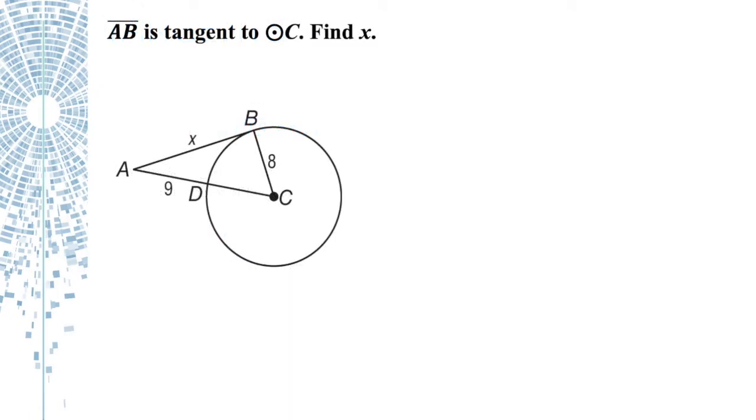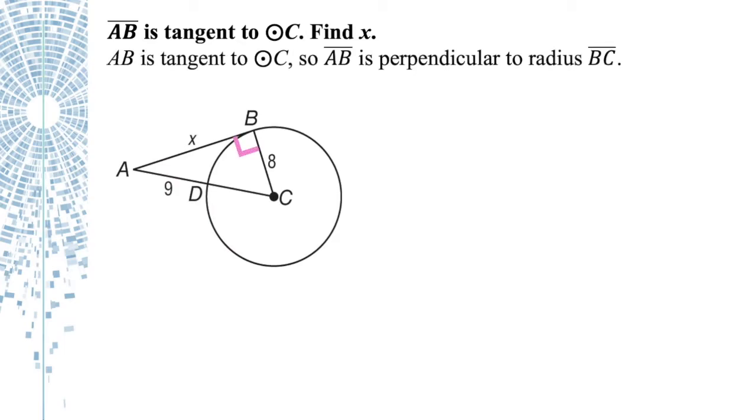Now, AB is tangent to circle C, so we need to find X. Well, if AB is tangent to circle C, then that means AB is perpendicular to the radius BC, and we have ourselves a right triangle. So to find X, we can use the Pythagorean theorem. X squared plus 8 squared equals 17 squared.